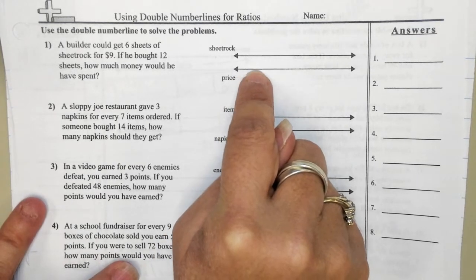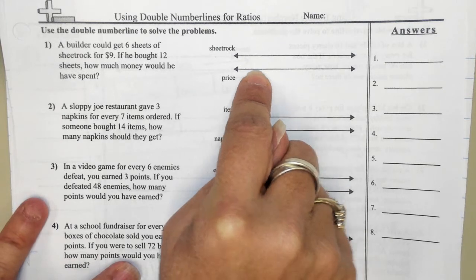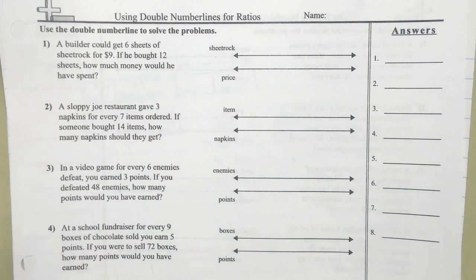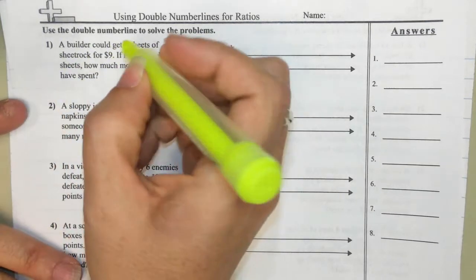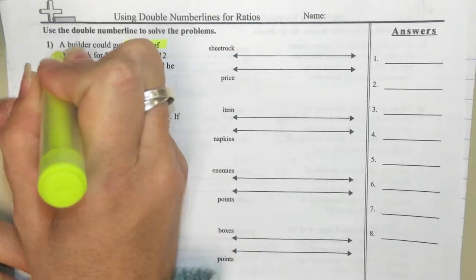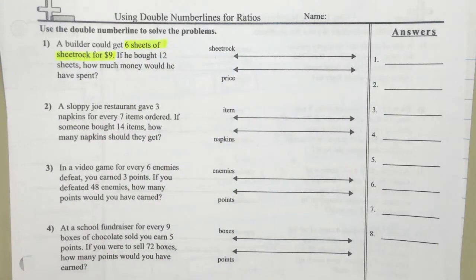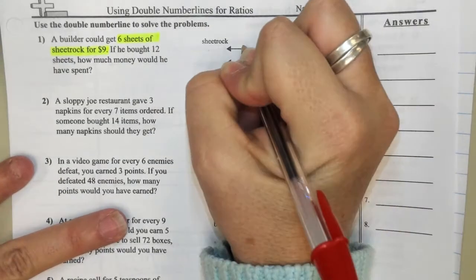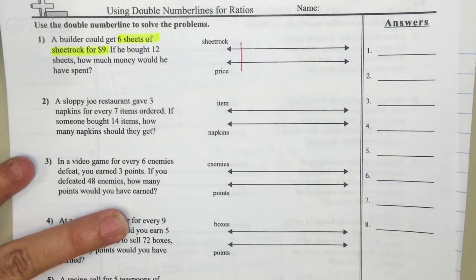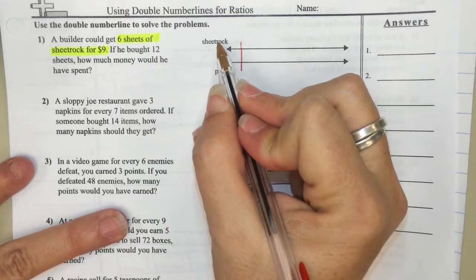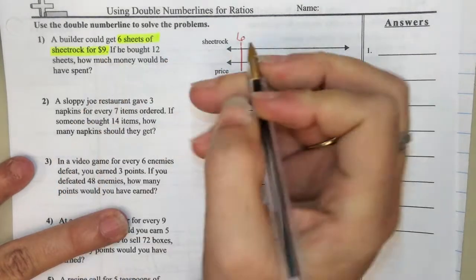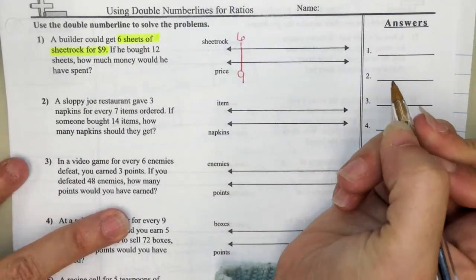So, the first thing you do is you find your first ratio. The first ratio is a builder could get 6 sheets of sheetrock for $9. So the 6 sheets of sheetrock goes with the $9. You are going to start out by drawing a straight line going from top to bottom. That means these two numbers are going to go together. For sheetrock, they did the number 6, and the price goes on the bottom, which is $9.